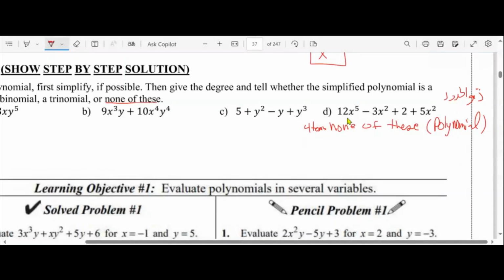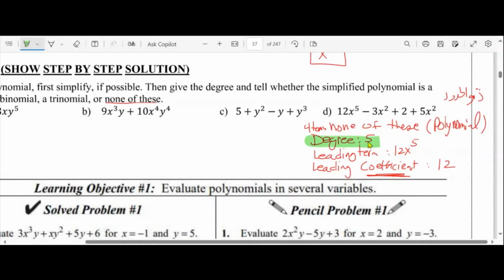Now, Muhammad, what's the highest degree? 5. So the degree of this polynomial is what? 5. What is the leading term? We're going to call it 12 x to the power of what? 5. What's the leading coefficient? Only 12. Coefficient means the number in front of the variable. Is it clear? Clear, everybody?